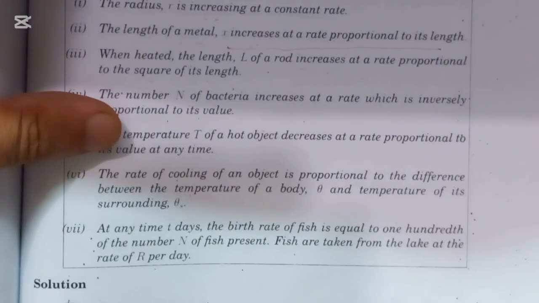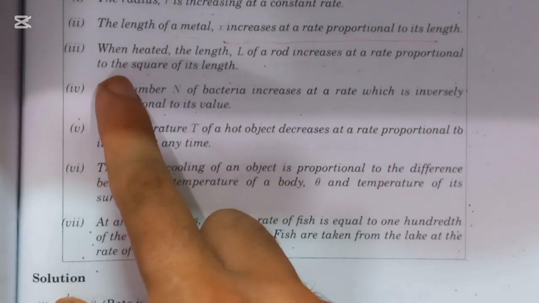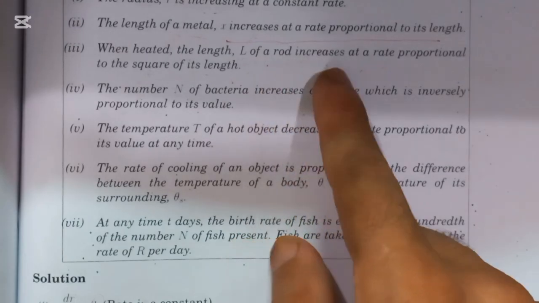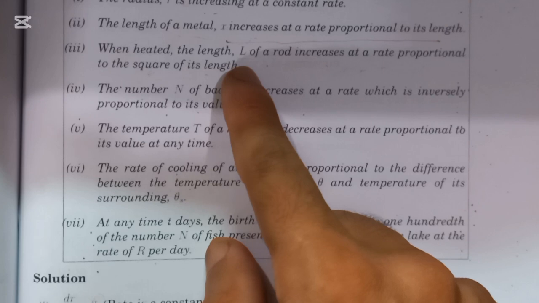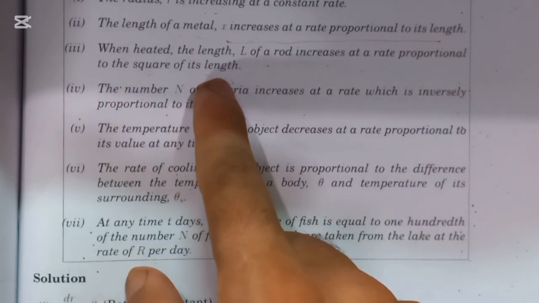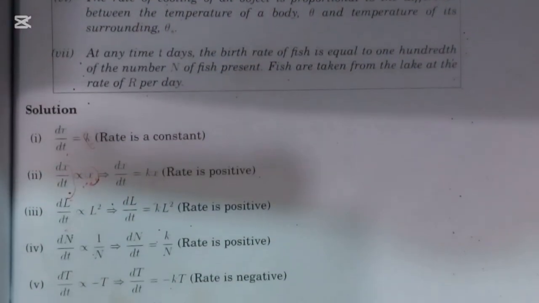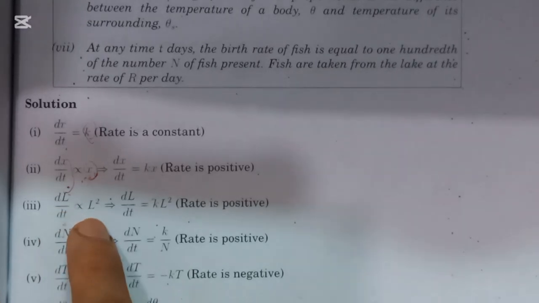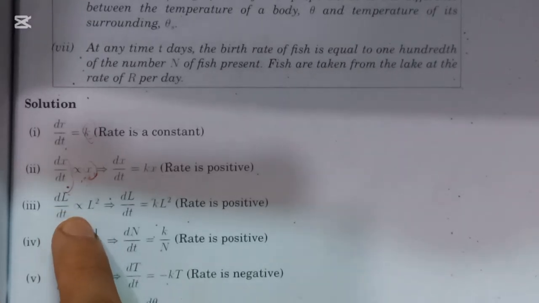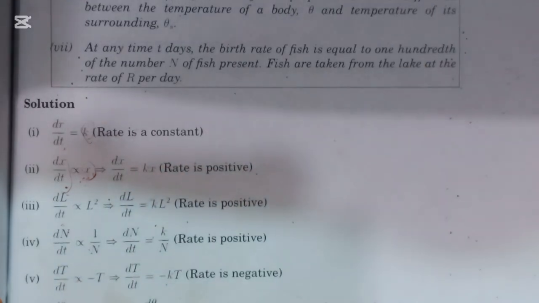Third part now. When heated, the length L of a rod increases at the rate proportional to the square of the length. So L increases at the rate, which means dL over dt, will be proportional to L squared. Here is the solution of the third part. dL over dt is proportional to L squared. Convert this proportionality sign into equality and put a constant k on the right side. So dL over dt will be equal to kL squared. The rate is positive because it is increasing.